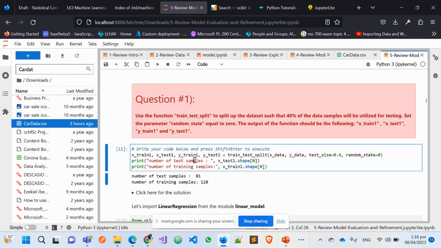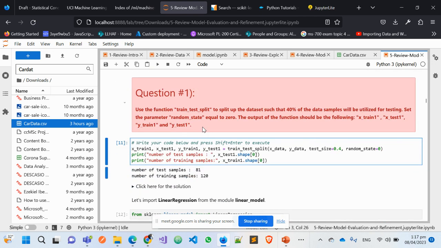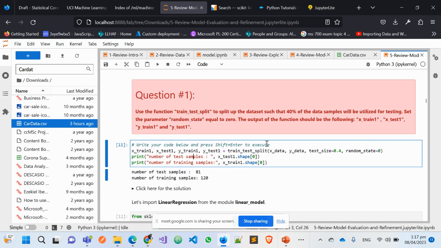Then for question one, we are told to apply the same thing that we've done here. So what we are doing is just to replicate what has been done so far. In this case, we're trying to split our data by 40%, which tells us that our test data is going to carry about 40% of the entire data set. When you run the cell, it's 81 test samples, and the training data is 120.